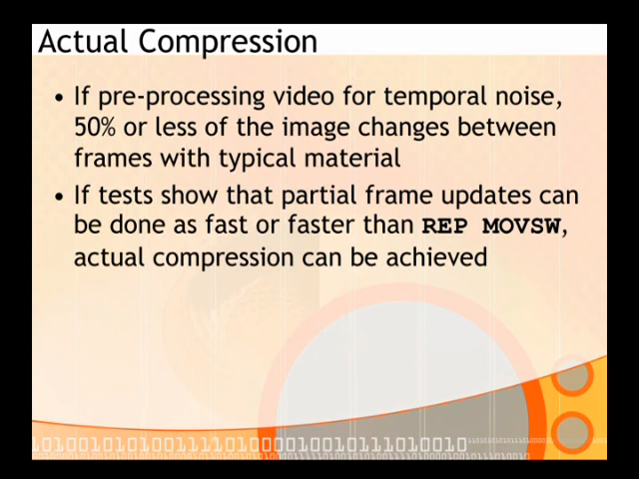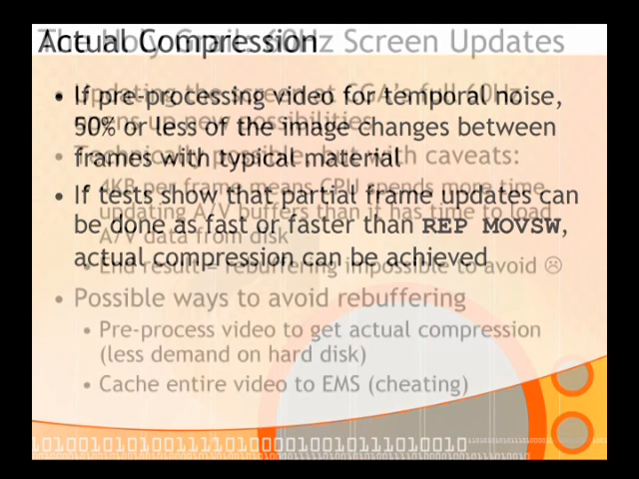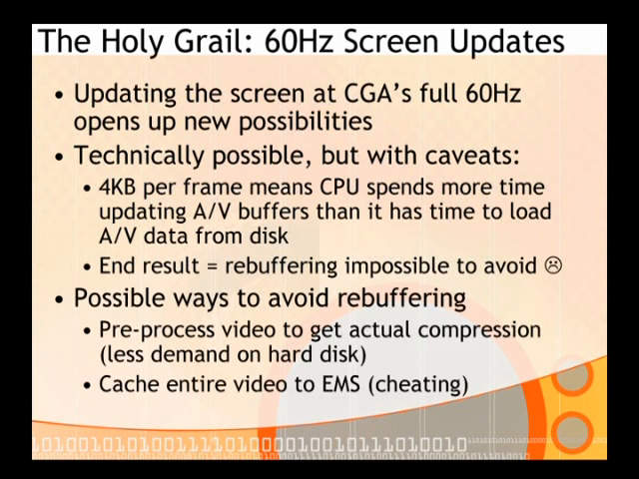Now, if you combine preprocessing for temporal noise and compression, you can try to achieve the holy grail of 60 hertz screen updates. This is double the frame rate you get off of videos off of Google Video, YouTube.